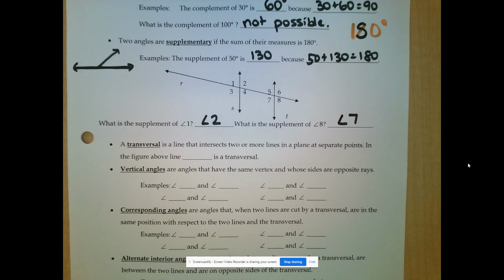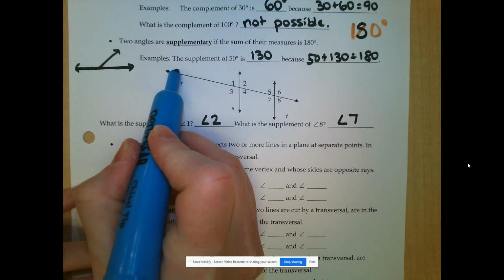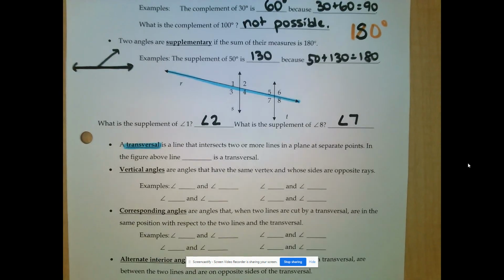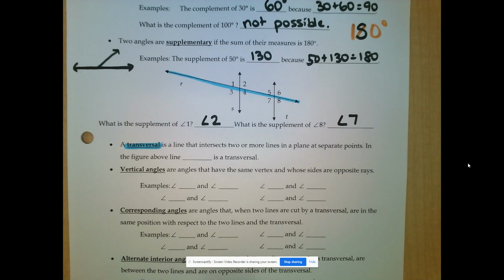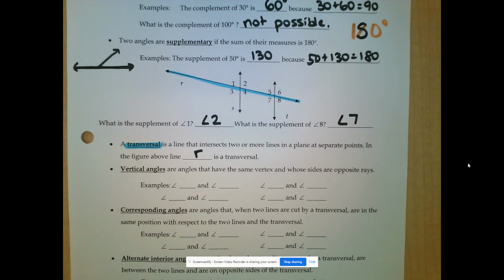A transversal is a line that intersects two or more lines in a plane at separate points. So in this diagram, the transversal would be line R. It's cutting across the two lines S and T. In the figure above, line R is the transversal.